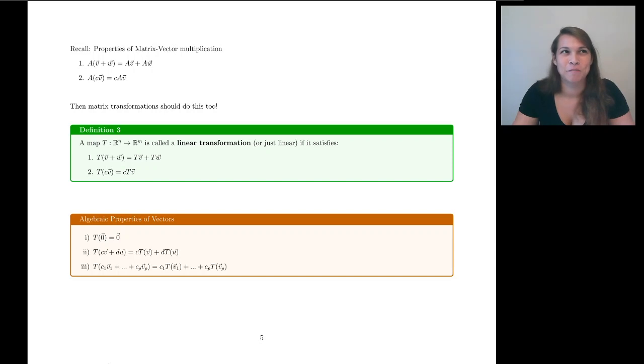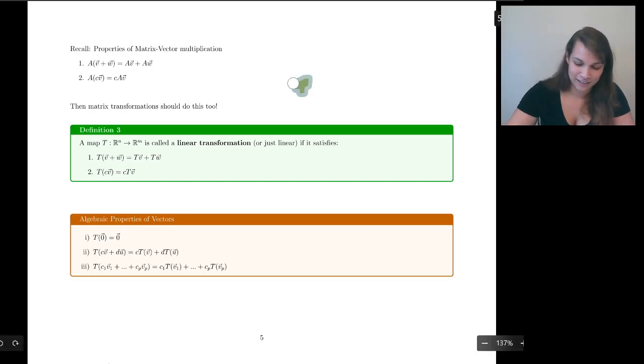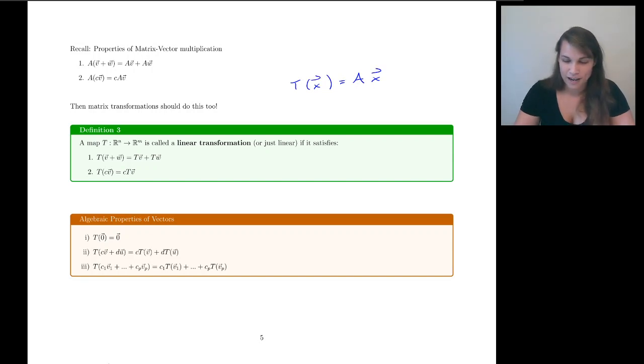It should also hold for matrix transformations where T of x is equal to A of x. So it's got to hold for those T's. And in fact, we have a name for that. I totally spoiled the surprise. Definition 3. We call it a linear transformation. It is not just a matrix transformation. It is a linear transformation if it satisfies the two properties that I listed up above, but in function form.